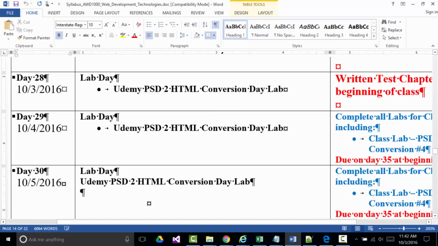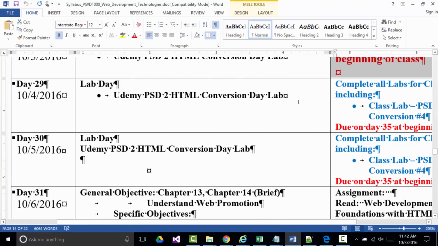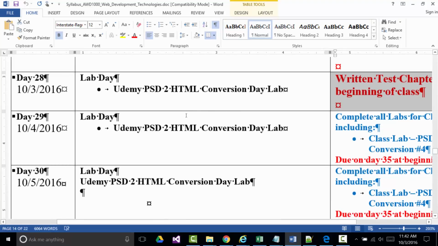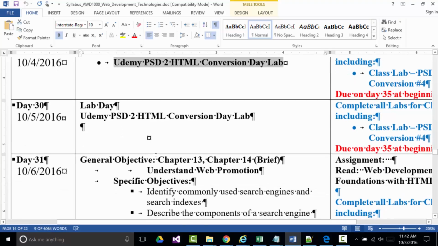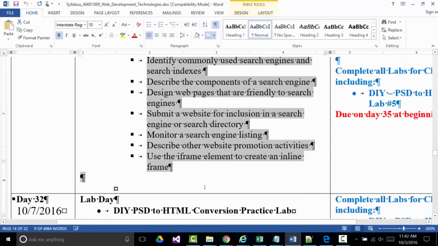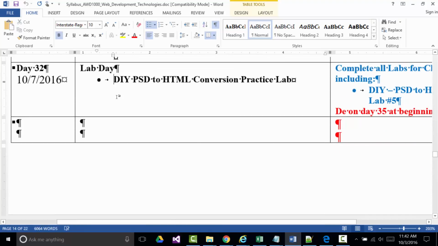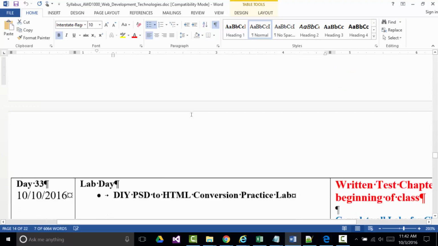So again, we're changing the written test to tomorrow. And if you notice, tomorrow and Wednesday are both supposed to be lab days for us to do that, whatever. And then on Thursday, we're going to do the last 2 chapters of the book, 13 and 14. That's it. Then we're going to look at, I don't know what this is, a do-it-yourself conversion practice lab. I'll have to look that up.